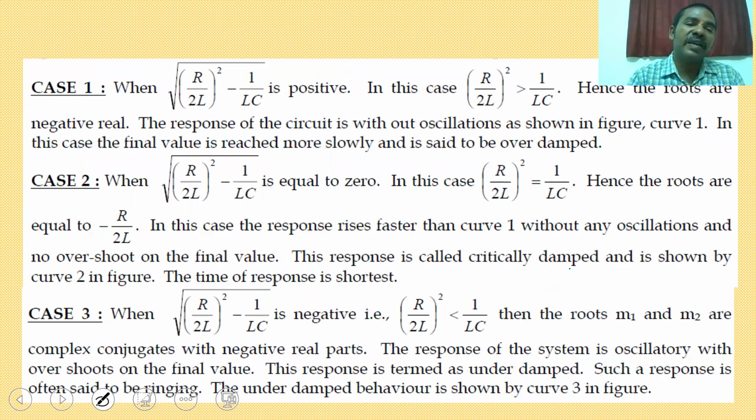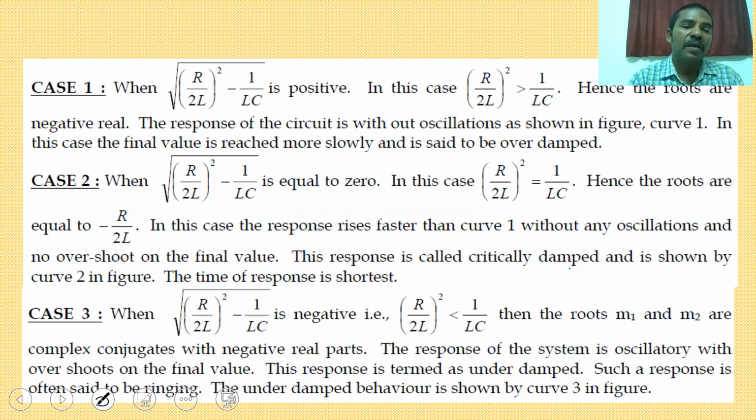The first case is when the root of (R/2L) whole square minus 1/LC is positive. When this is positive, (R/2L) whole square is always greater than 1/LC. Then the roots are negative real. Under that condition, you get an overdamped condition.